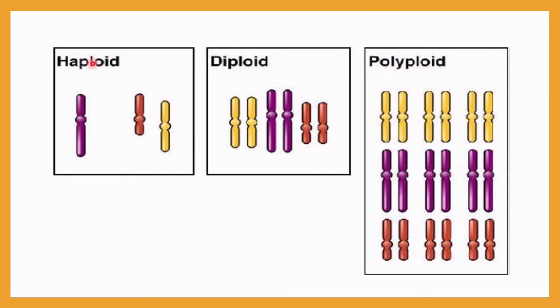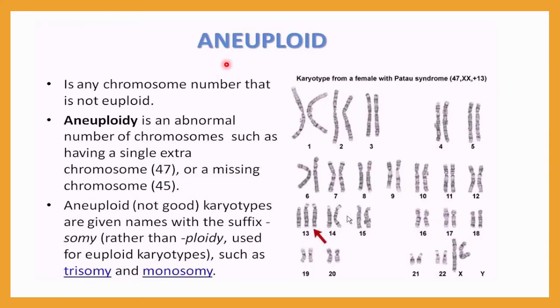So only one copy of a chromosome is haploid, two copies of a chromosome is diploid, and more than 2 copies is called polyploid. And the polyploid condition is included in euploidy. So next let me discuss aneuploidy. So what is aneuploidy? It is any chromosome number that is not euploid.